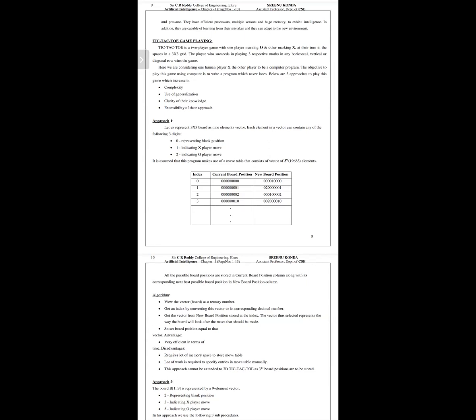Okay? So the current board position tells us the possible board position, and the new board position is nothing but the corresponding next possible board position. Current board position is the possible board position, and new board position is the next possible board position. So that is how the table stores all the values.